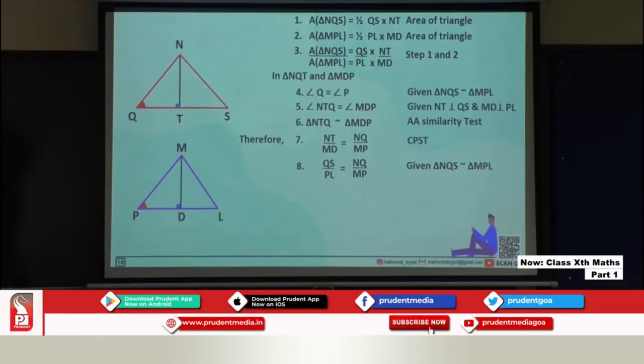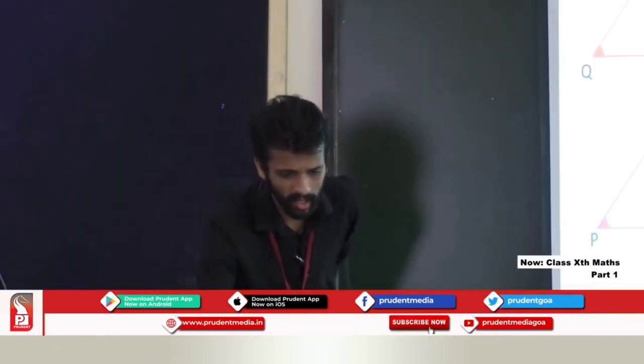Okay. Now, if you look carefully, in the 7th and the 8th step, the right hand side are same, right? They're equal. So if the right hand side are same, I can write the left hand side also to be equal. So this would become QS upon PL, okay, which is of step number 8, and NT upon MD, which is of step number 7. Okay, so I got this entire information from step number 7 and 8. That's the reason I have written it from there.